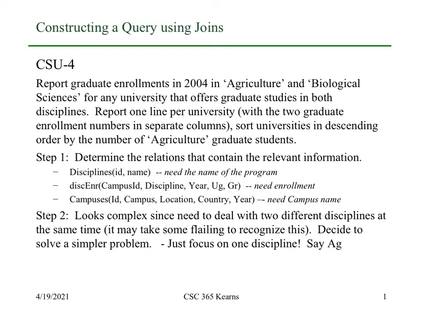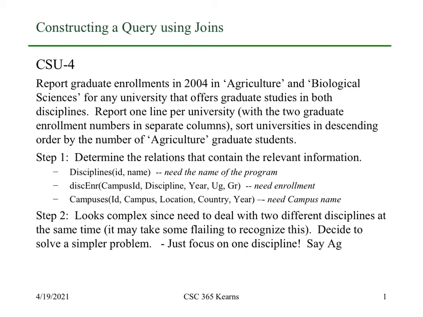So if you look at the database, you basically see that you're going to need the disciplines table, because that's got the name of the program in it. You're going to need the discipline enrollment, and that's got the campus ID and the discipline and the graduate enrollment there. And then finally, you're going to need the campuses, because you're going to need the name of the campus. So that's step 1. That can take some time. I don't want to trivialize it, but that's the first step.